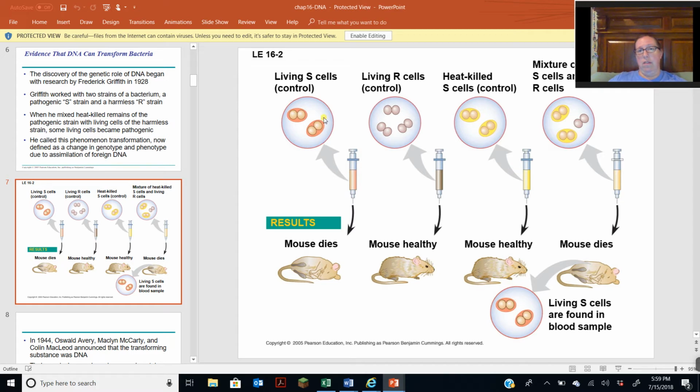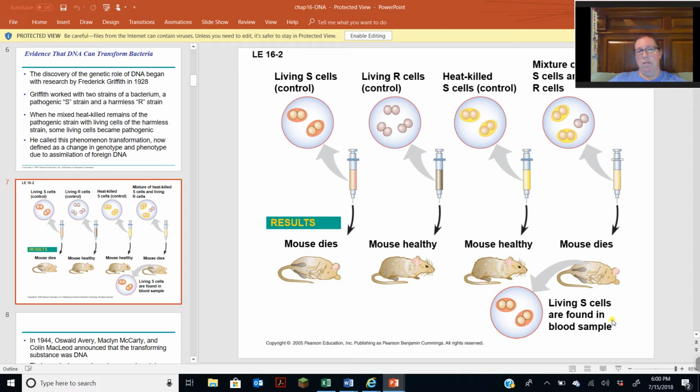So you've got the living S's, right? We know that those are pathogenic: you inject it, the mouse dies. You have the control, the R, harmless, healthy mouse. If you put heat on these, you kill them, and the mouse lives. But then when you put what's called a mixture together, a bunch of the heat-killed ones, which caused the mouse to be healthy, plus the good kind, healthy mouse, when he put them together, the mouse died. Well, what in the world? So what is going on?